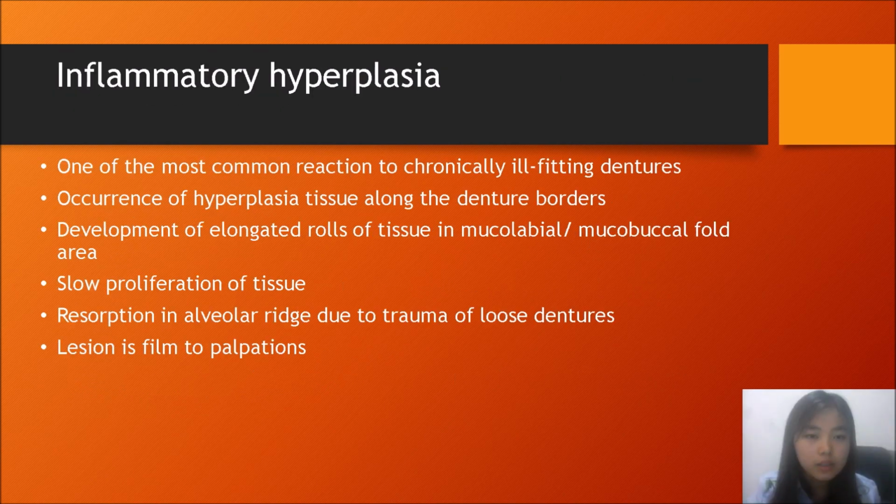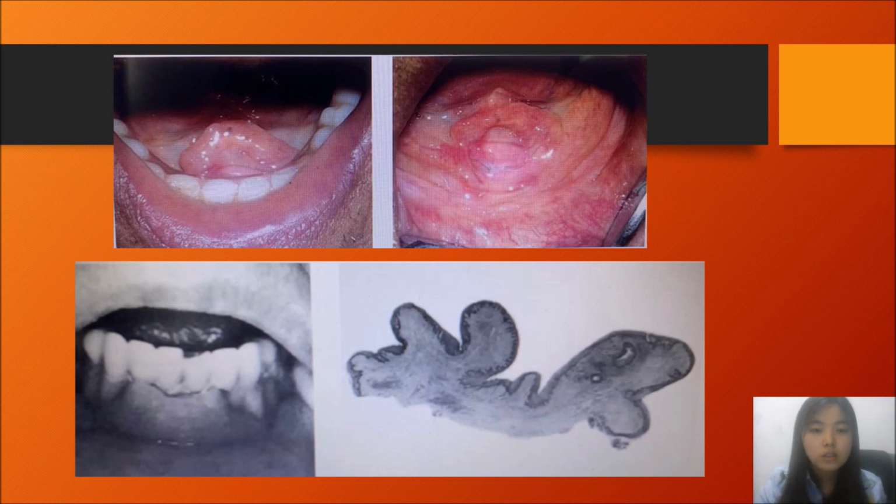Next, the inflammatory hyperplasia. This is one of the most common reactions to chronically ill-fitting dentures. There will be occurrence of hyperplastic tissue along the denture borders, which is the development of an elongated row of tissue in the mucolabial or mucobuccal fold area. The proliferation of tissue is slow. There might be resorption in the alveolar ridge due to the trauma or loose denture, and the lesion is firm to palpation. As you can see in the picture above, there is development of the hyperplastic tissue, and in the diagram on the right bottom side, this shows the elongated row of tissue.